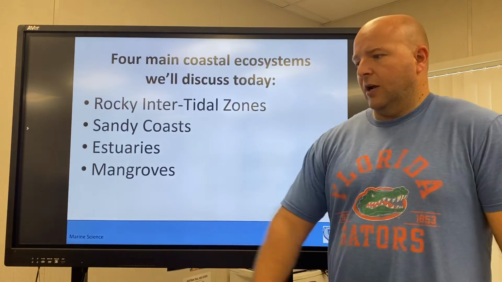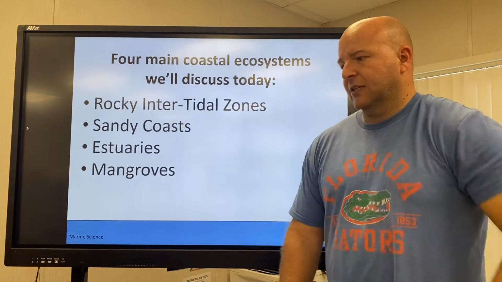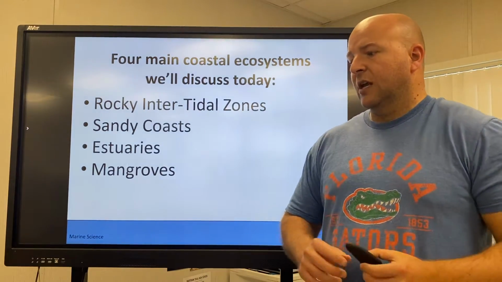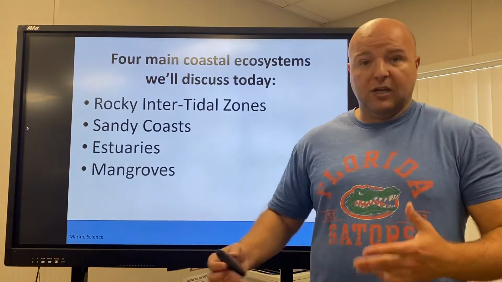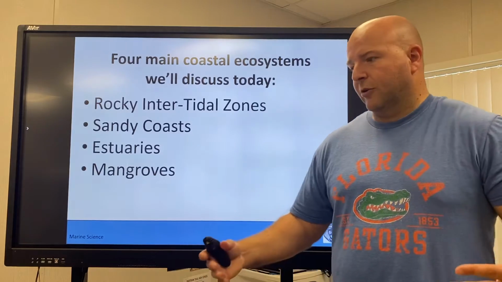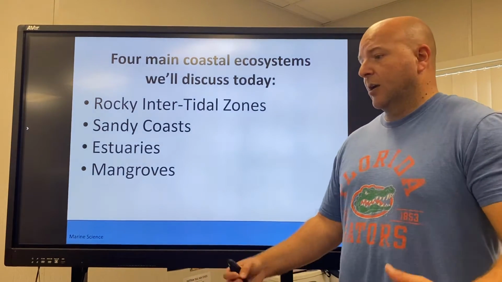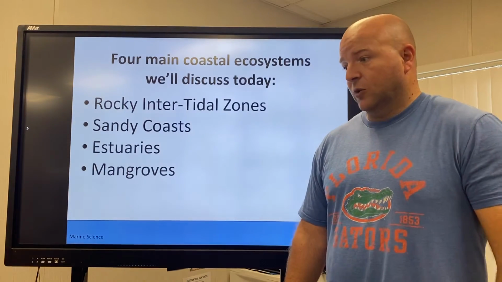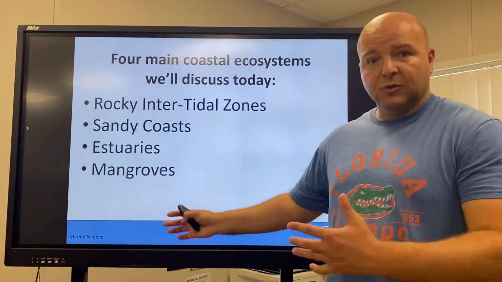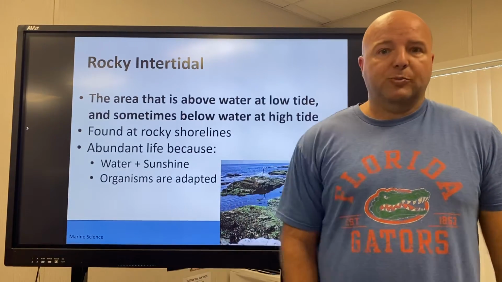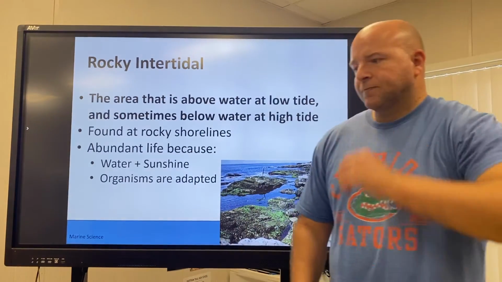around the world. The main ones that we're going to be looking at today are the rocky intertidal zones, sandy coasts, estuaries, and then mangroves. And within estuaries, we're even going to break that down farther into salt marshes and mudflats. So lots of different possible coastal ecosystems, and we'll see that as we go forward throughout the rest of the unit as well. So in our first box, there's our bold, so now we're writing.